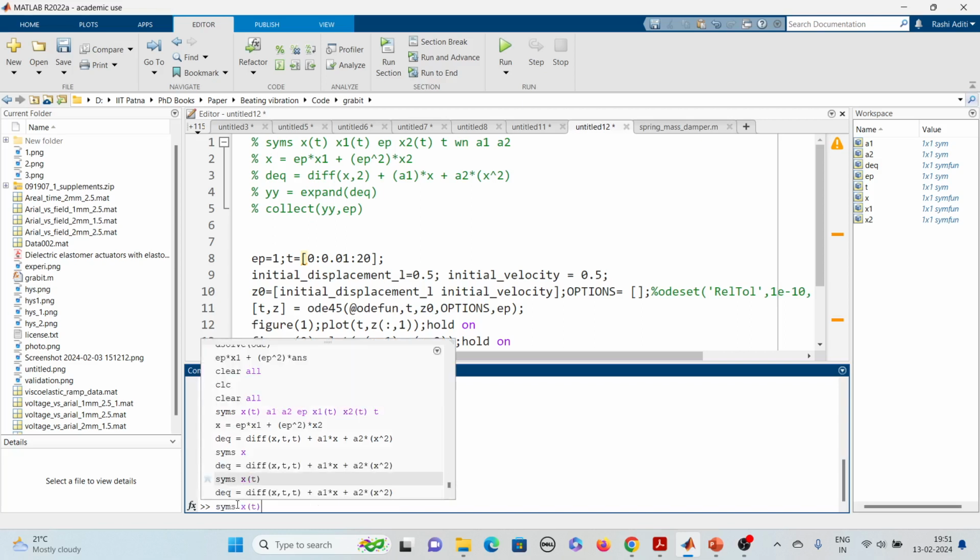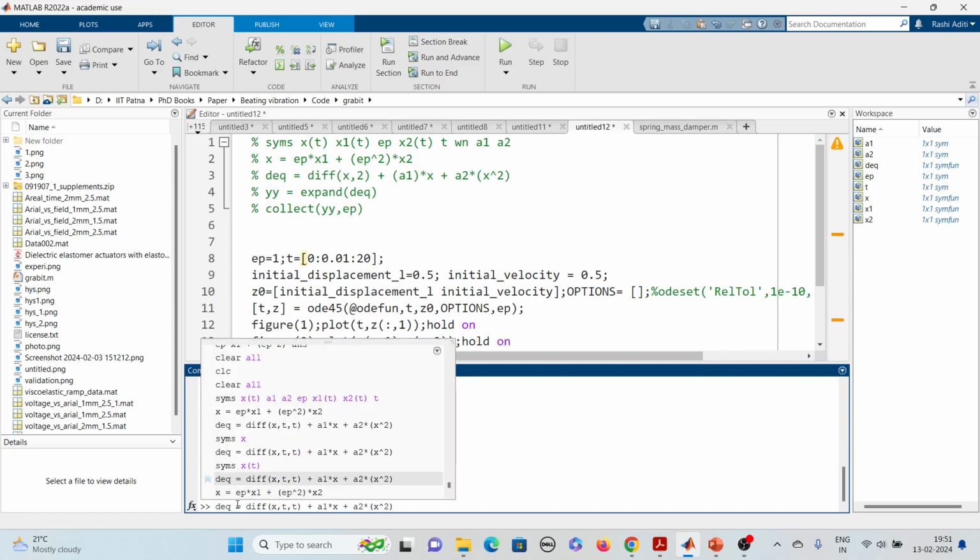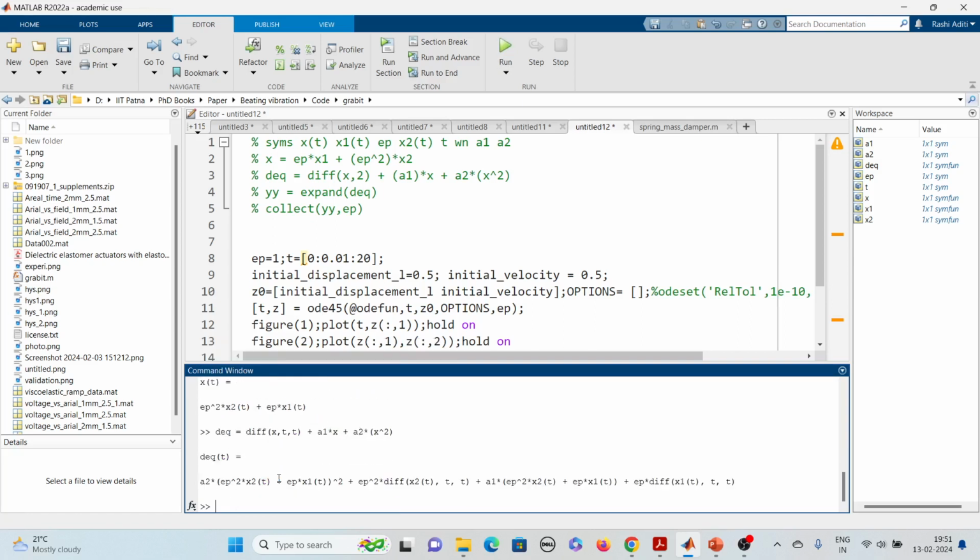But then I assumed x like this, and then I again call this equation. So now it gave me the equation in terms of epsilon into x1 and epsilon squared into x2, in terms of x1 and x2. Okay, now what can I do? Now I'll have to segregate the equation in such a form that I can equate the coefficients of epsilon and that of epsilon square.